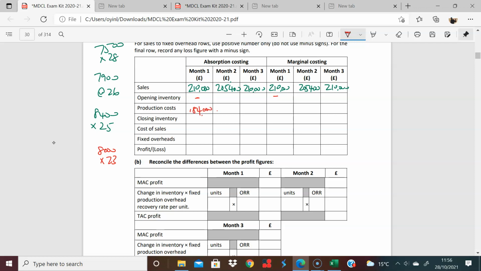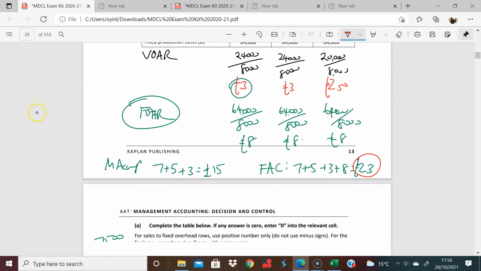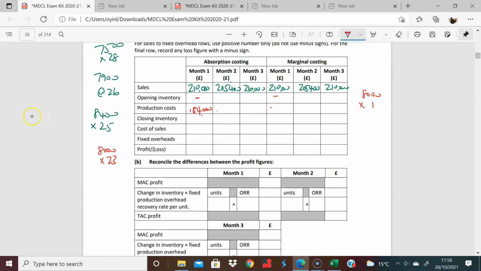184,000. But I can do the same thing here. Production here would have been 8,000, but this time times 15, wouldn't it? So you have 8,000 times 15, which is 120,000. So that's 120,000 here under marginal costing, right? Because I'm not including the fixed overheads when I talk about marginal costing.